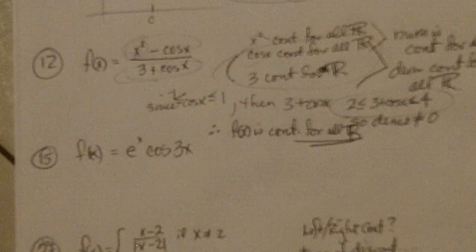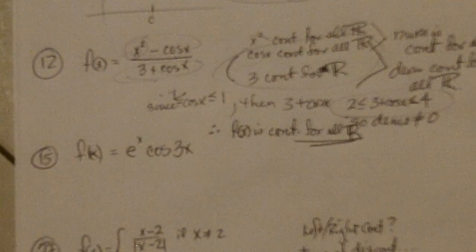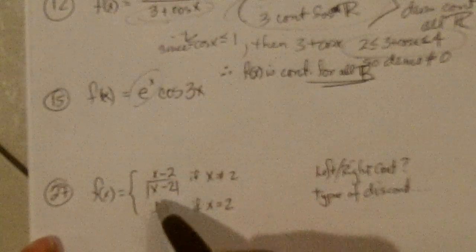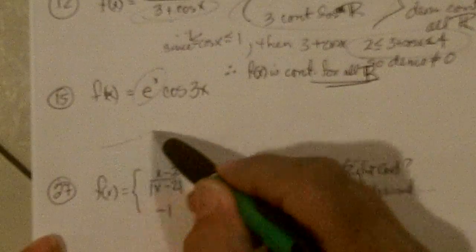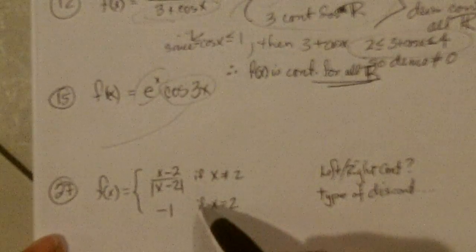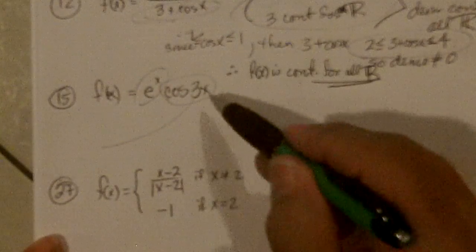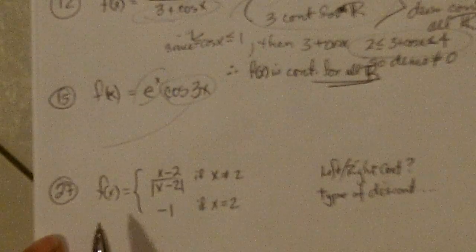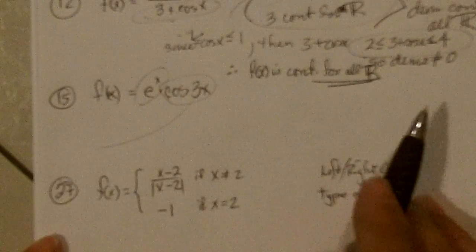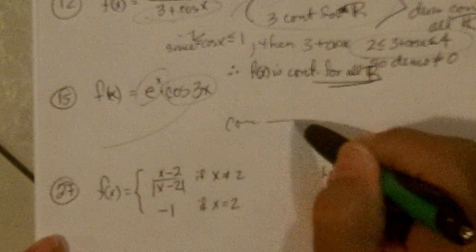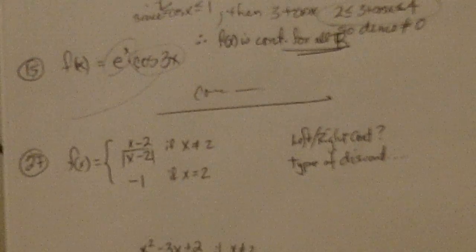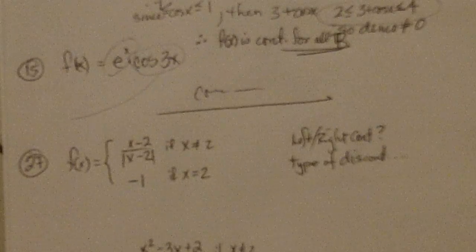Okay. And 15, let's see, we're supposed to do a similar argument. Well, e to the x is continuous for all reals. I mean, it's that function. And cosine of 3x is continuous for all reals. The 3 just makes it go faster up and down. And the product of two continuous functions on all reals is continuous for all reals. I didn't take time to write it out, but it's basically that same kind of argument. We just have to go through the steps.